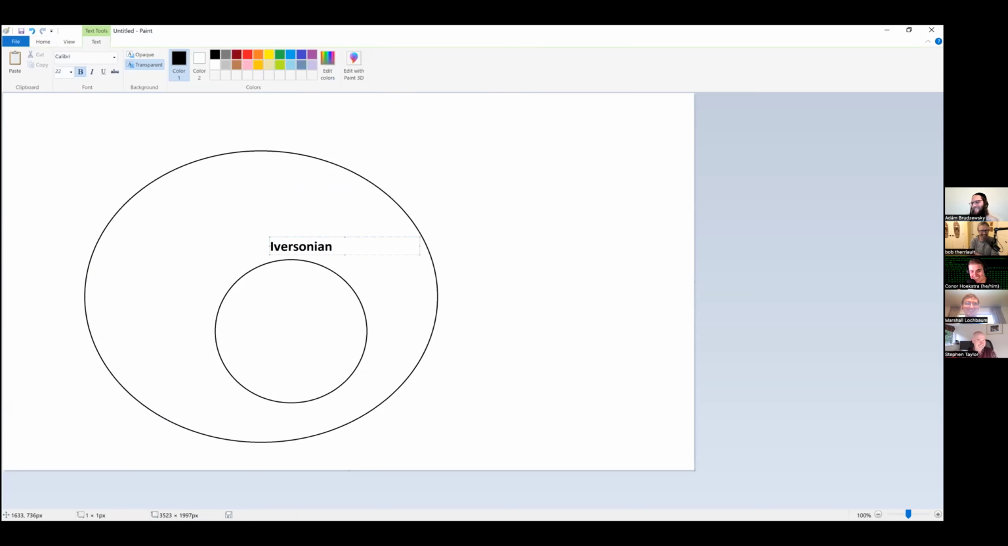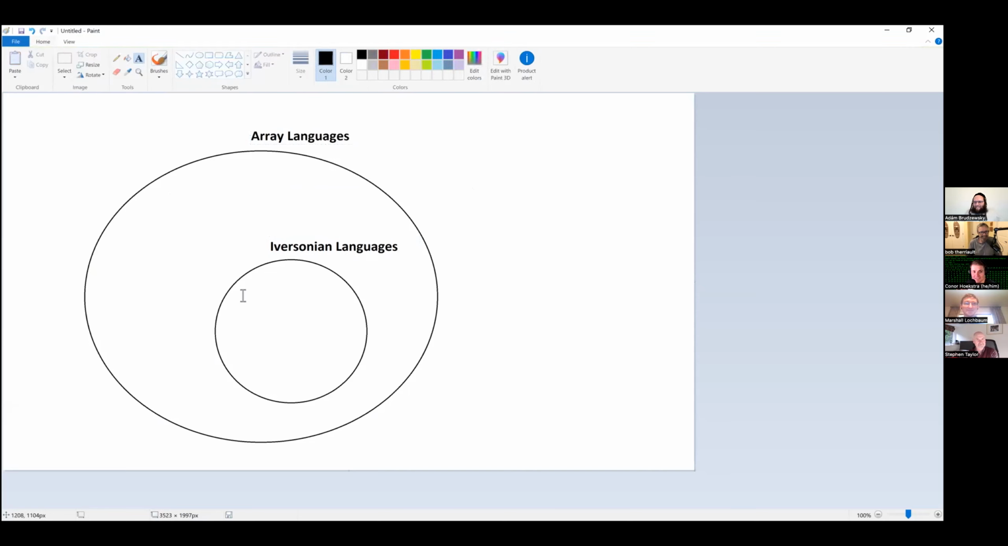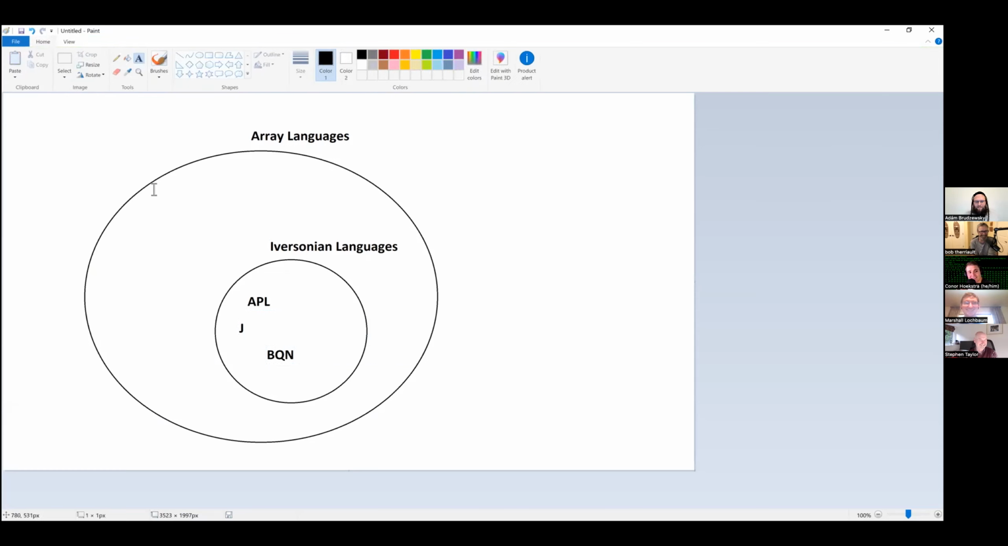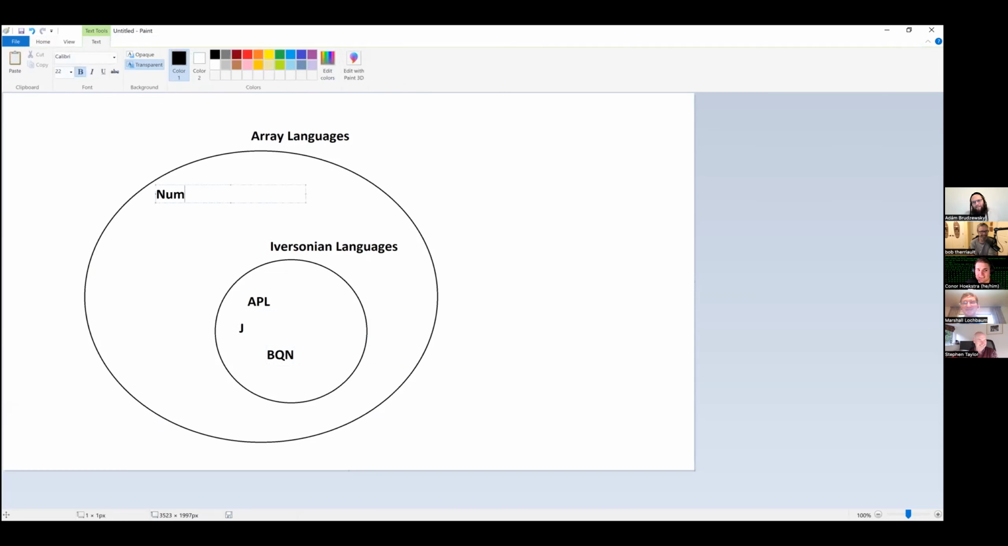Let's do this again. Iversonian languages is the inner circle. Right, that's what I thought. We're in the inner circle. Okay, I think that's what I said at first, but then somehow I confused myself. And then array languages is the outer circle, and inside is APL. Can you not type them all at once as an array? No. And then definitely on the outside is NumPy.